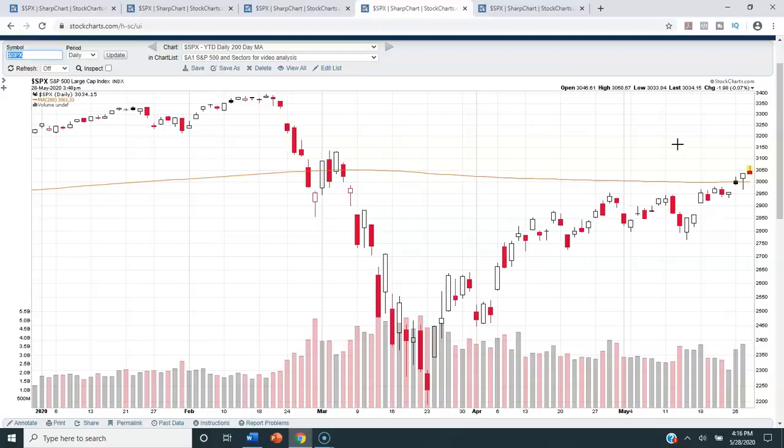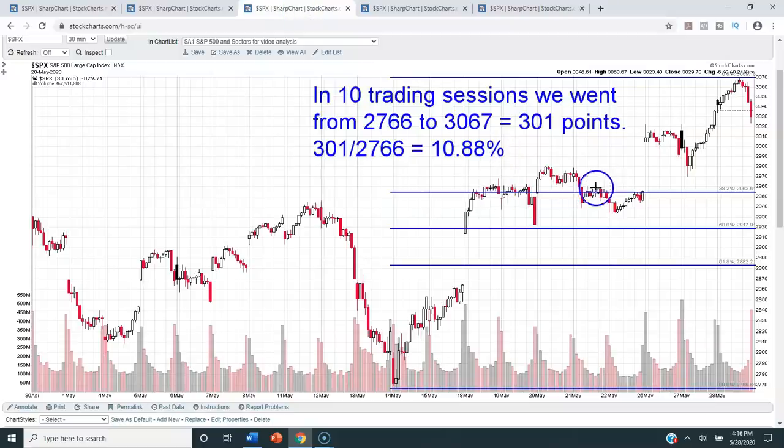The market is probably overextended, at least in the short term here. And the question now becomes, can we stay above the 200? Can we stay above the 3,000 level on the S&P 500? Or will we pull back to at least the 2960 level or even lower? Nobody knows the answer to that. We will just have to keep our eyes on the charts, of course, for the answer.